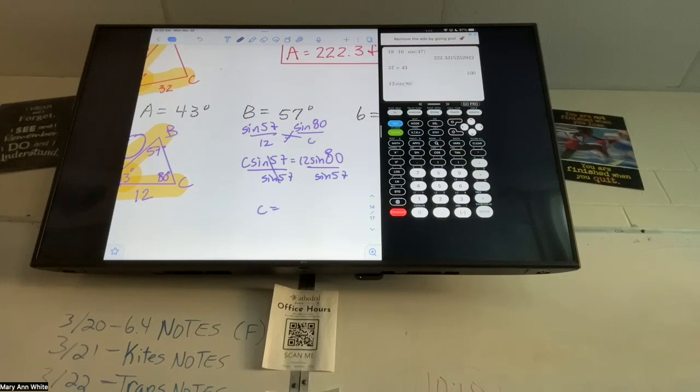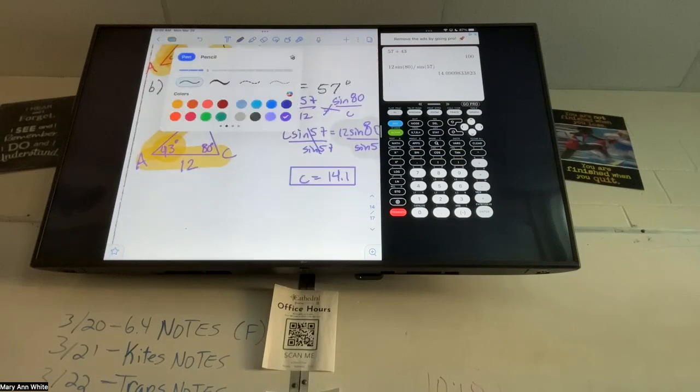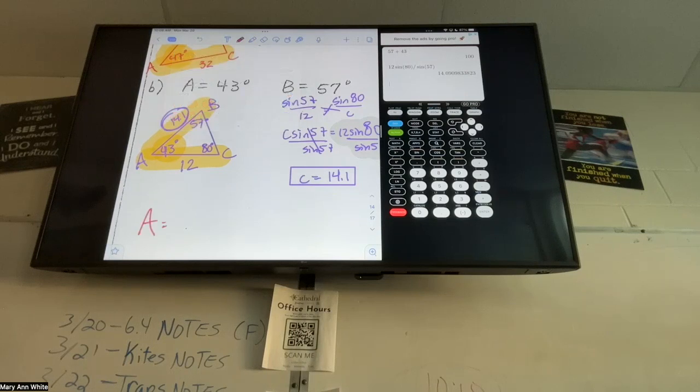Well, sine 80 divided by sine of 57, and I get 14.1. That's awesome, because that comes over here, 14.1. And now I have my angle and the two sides around it. I've got to do my area. We're gonna do 1/2 times 14.1 times 12 times sine of 43.